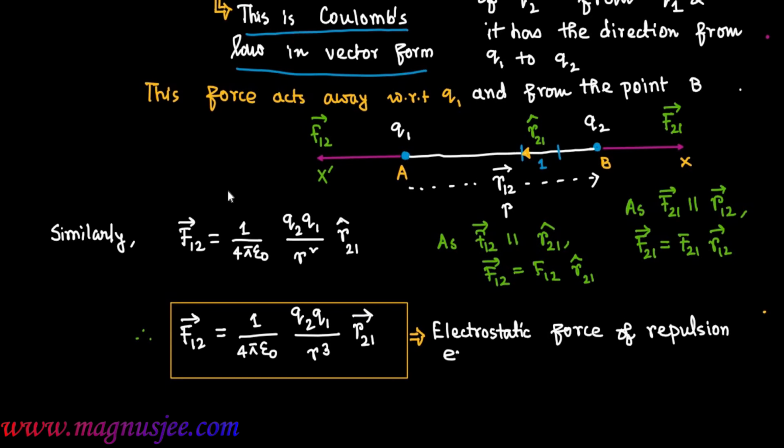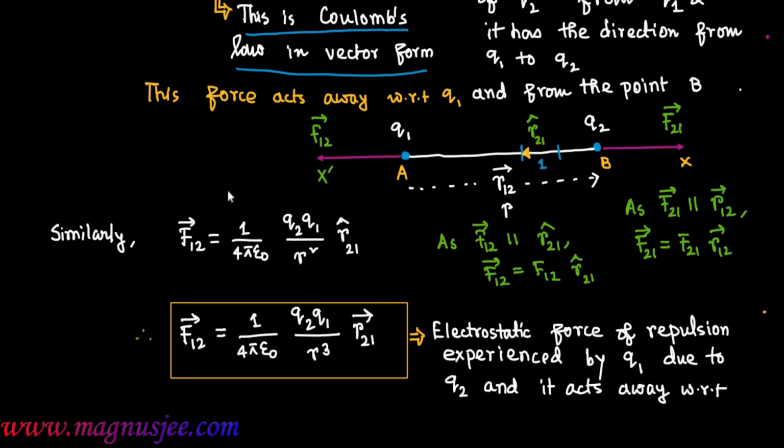This is obviously a repulsive electrostatic force vector experienced by the point charge q1 due to the other point charge q2, where these two point charges q1 and q2 are like charges, and this force acts away with respect to the other charge q2 and from the point A.